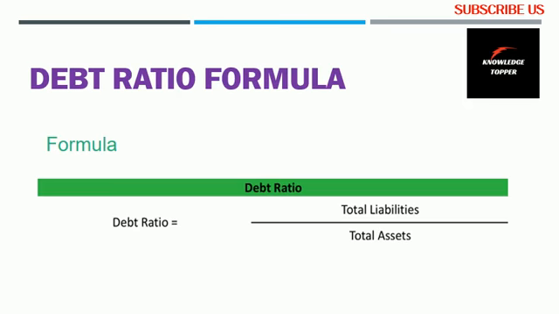If we talk about the formula, the debt ratio is calculated by dividing total liabilities by total assets, as you can see here. Both of these numbers can easily be found on the balance sheet, and there's one important thing to remember: always make sure that you use the total liabilities and the total assets in your calculation, because the debt ratio shows the overall debt burden of the company, not just the current debt.